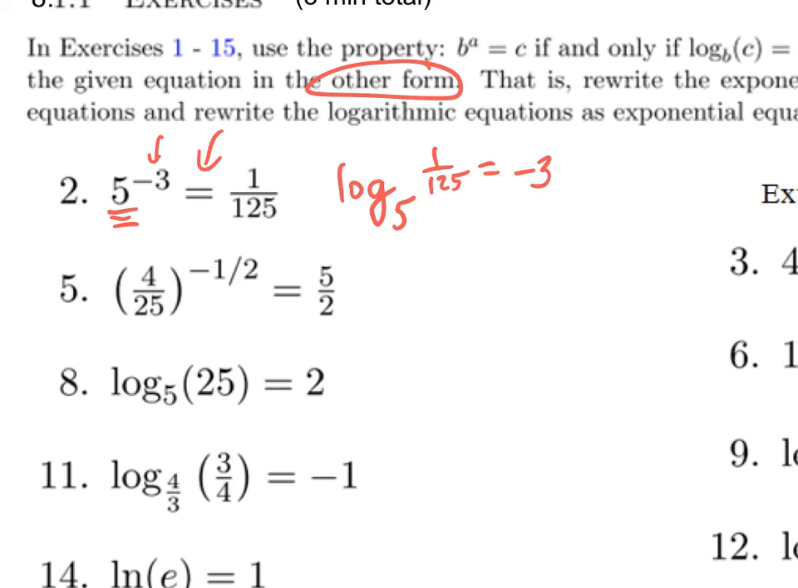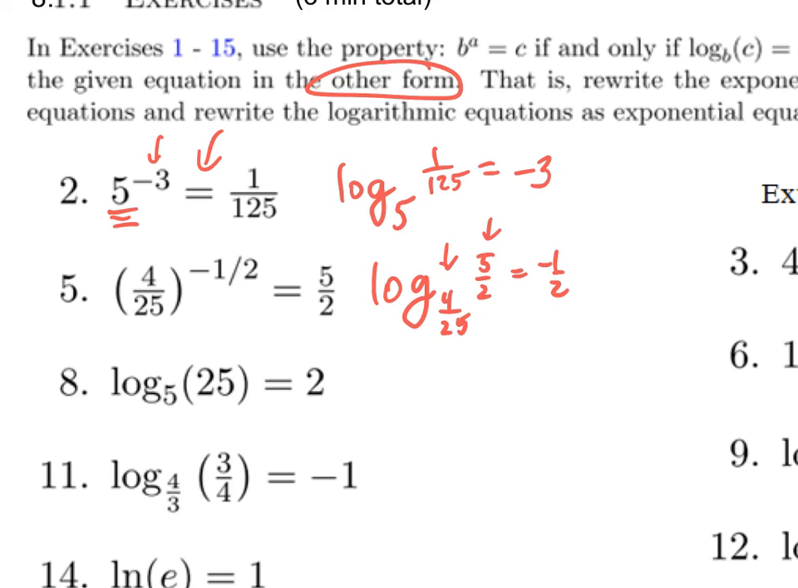Let's do number 5 together. And don't think about how you need to do the square root and flip it. That actually would be true. If you square rooted both of them and flipped them, it would be true. But this is about rewriting. Log, what's the base? Log base 4/25 of 5/2 is equal to -1/2. Now there's a negative in this one. Is that legal? Yeah, the exponent's going to be negative. The base and the argument, those cannot be negative, but the exponent can.